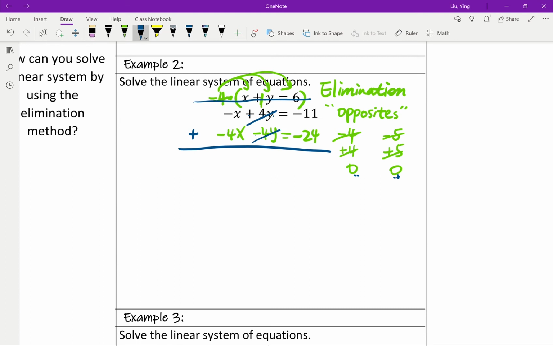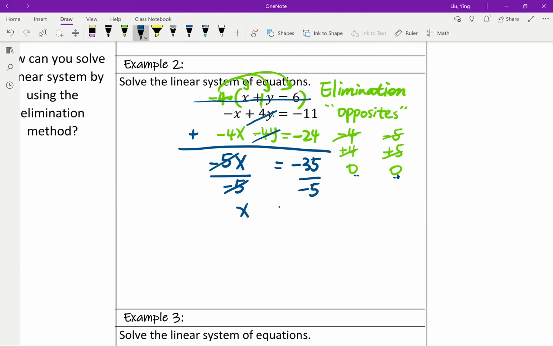And then we're going to add the other terms too. So -x plus -4x is going to be -5x altogether. And then on the right hand side, -11 plus -24 is -35 altogether. Okay, so now you have -5x equals -35. So how do you solve for x? Well, if you have separated the variable with the constants, you know that, okay, it's time to divide.